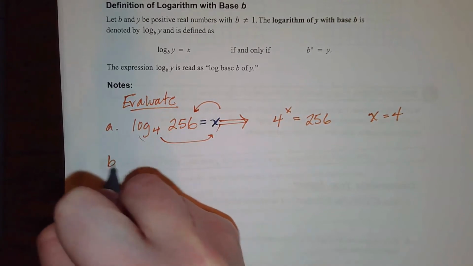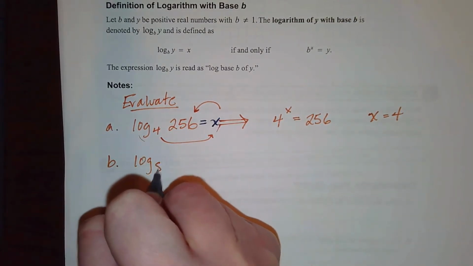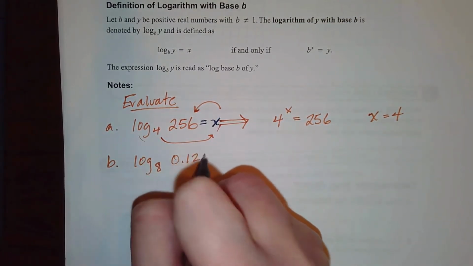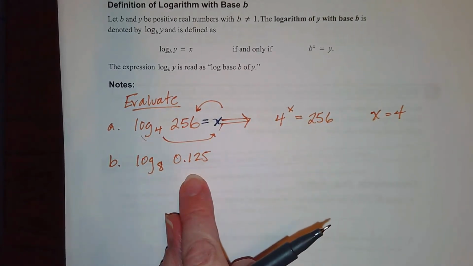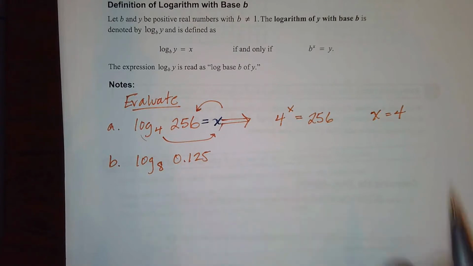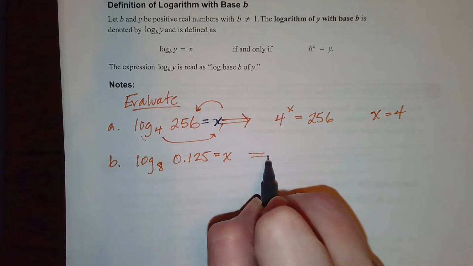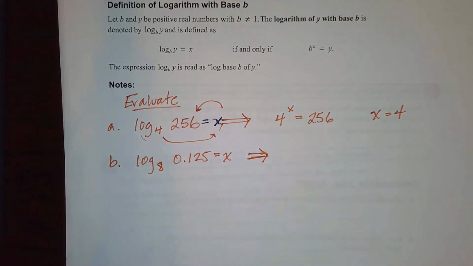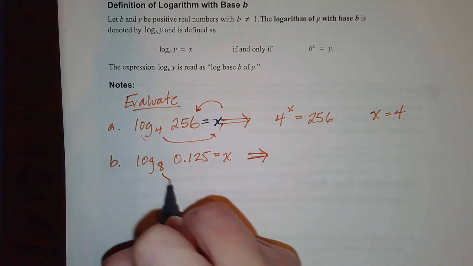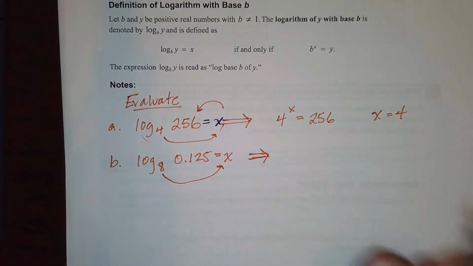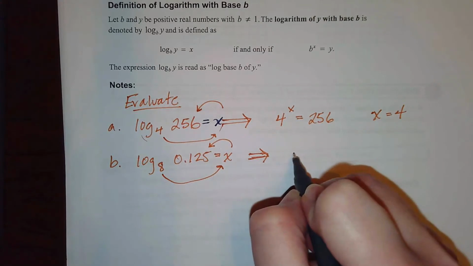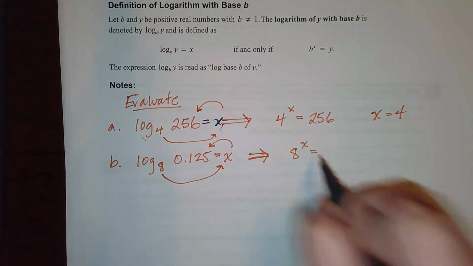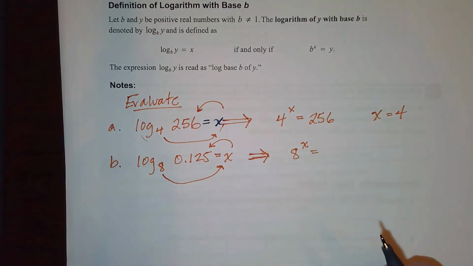So let's do another one. If I asked you log base 8 of 0.125. Again, you could put this into your calculator and get an answer, but one of the other ways I could do this is to set this equal to a variable. So let's set it equal to x, and then change this into exponential form. Take the base, raise it to x, and set it equal to 0.125. So this would be 8 to the x equals 0.125.